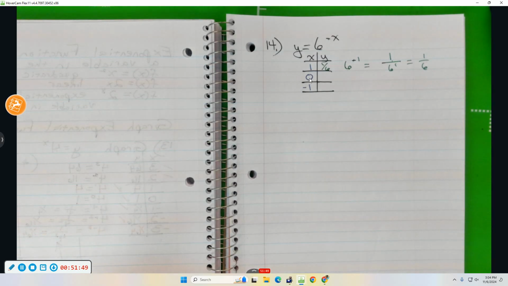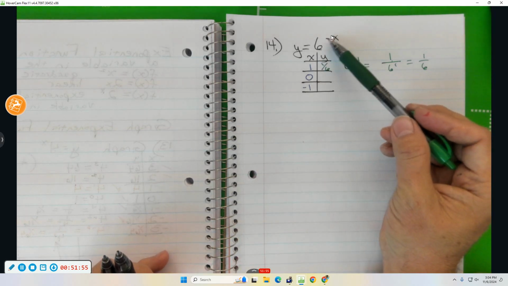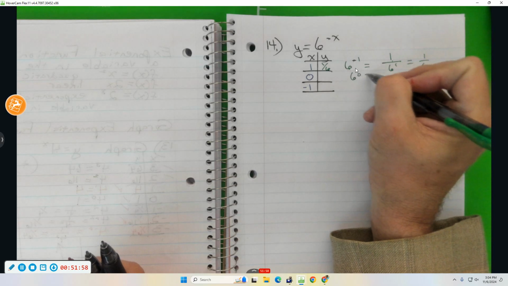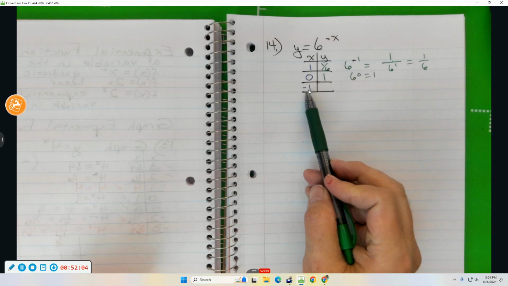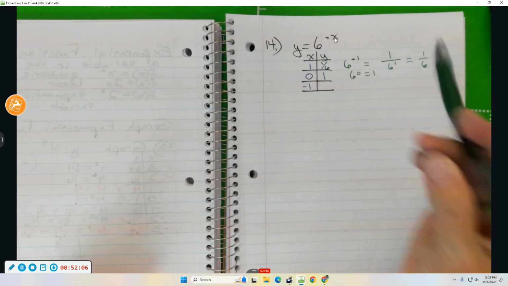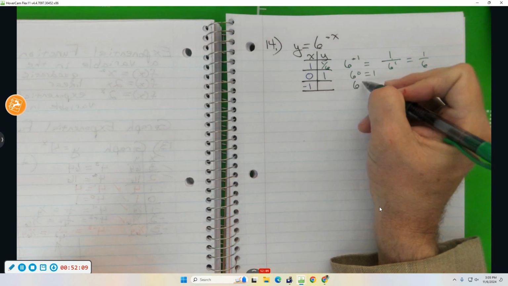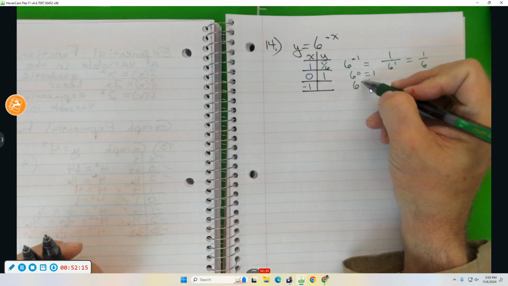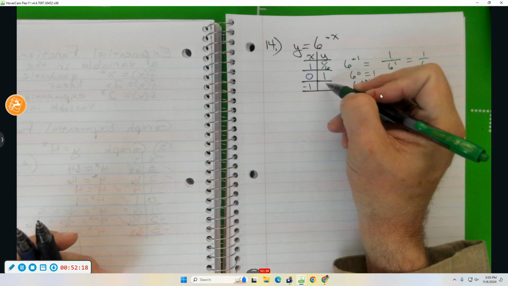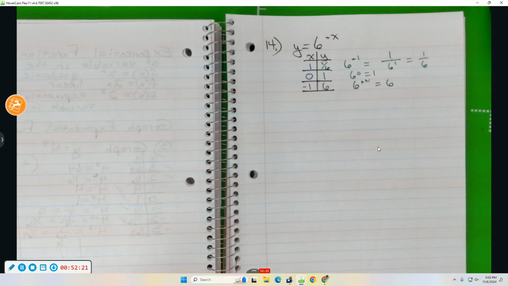What are you going to get when you plug in that 0? That would be a negative 0. That's just 6 to the 0, which is 1. And now be careful. You have a negative 1. You're plugging it in up here with that negative. That's a 6 to the negative 1. What's that going to give us? A positive 1. 6 to the first power is just 6. Any questions there? And I claim we can get a good picture drawn just with these 3 ordered pairs.